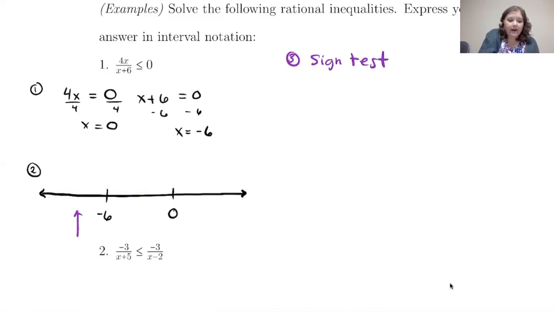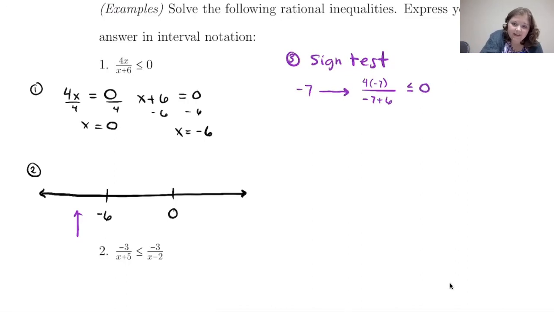So we start by picking a number from the first interval, so something less than -6. We can pick -7 and plug that in. Or your favorite number less than -6. If you want to pick something else, go for it. So if we plug in -7, the top is 4 times -7, and the bottom is -7 plus 6. And so we want to see if that is less than or equal to 0.